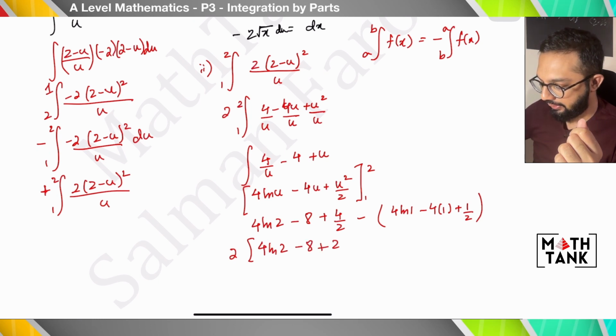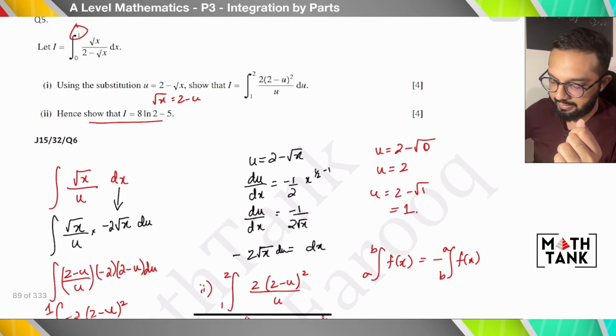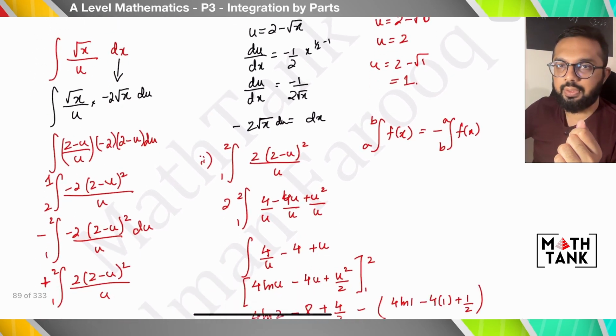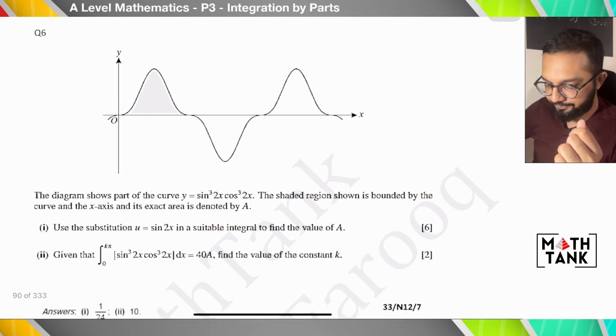Minus 8 plus 2 minus 0 plus 4 minus half. So 4 ln 2 with the 2 outside, minus 6 and minus 2 and minus 2 and a half. So minus 2 and a half. That gives me 8 ln 2 minus 5. Is that the correct answer? Yes, that's what I was asked to prove. So that is correct. Moving on to the next question quickly.